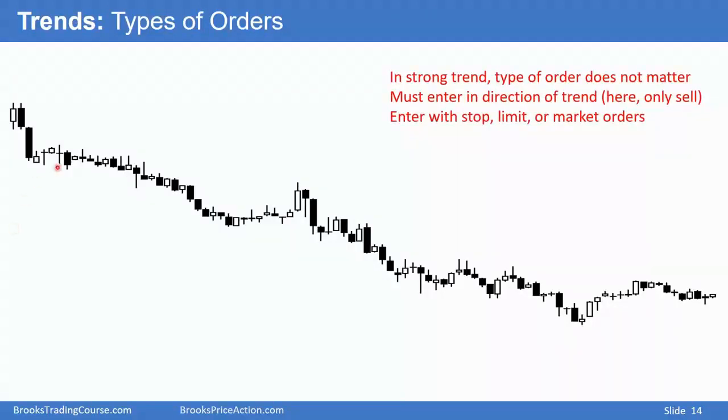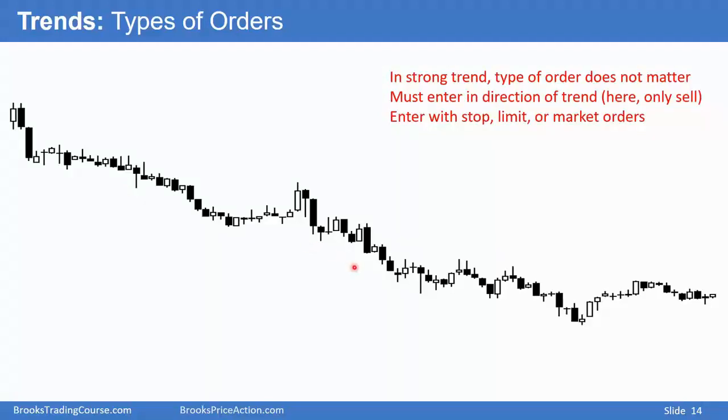Whenever a trend is strong like this, it does not matter what type of order that you use. All that matters is that you trade in the direction of the trend. Here it's a strong bear trend, so you should only sell. And you can sell with stop orders below bars, you can sell with limit orders above or below bars, you can sell with market orders, you can sell at any time.